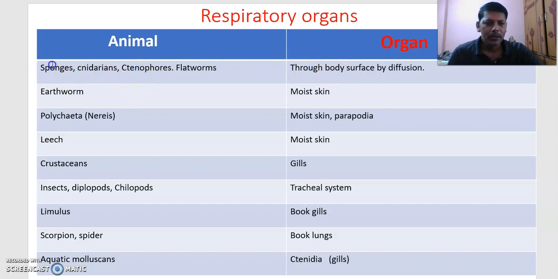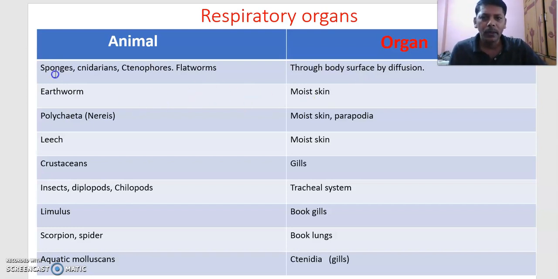In sponges, that means poriferans, in cnidarians or coelenterates, in ctenophores, and in flatworms, which belong to Platyhelminthes, there are no specific respiratory organs. Here, respiration occurs through their body surface by diffusion. Ctenophores belong to the phylum Ctenophora, and cnidarians to the phylum Cnidaria or Coelenterata.